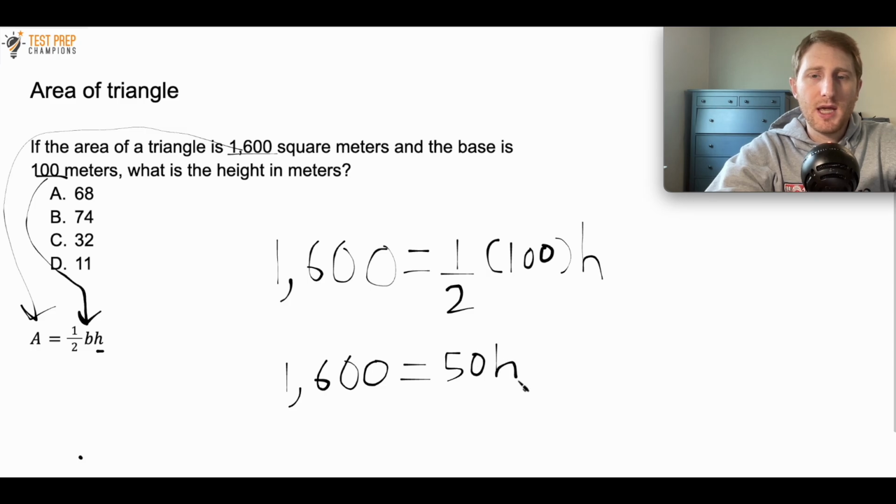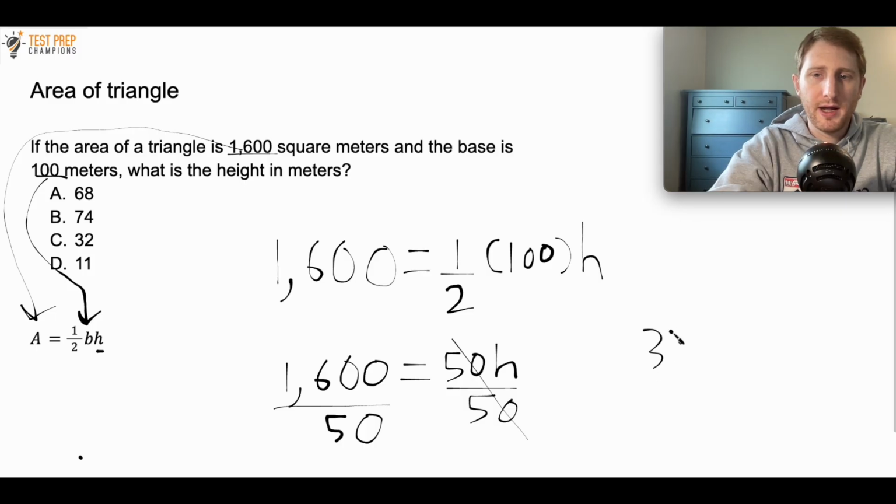Now, the name of the game here is to get the H by itself. So how do I do that? Well, I have 50H. That's 50 times H. And if I divide by 50, the 50s will cancel out, leaving me with just H. But whatever I do to one side, I also have to do it to the other side as well. So I'm going to do 1,600 divided by 50. And when I do that, I get 32. So 32 equals H. So the correct answer here is C, 32.